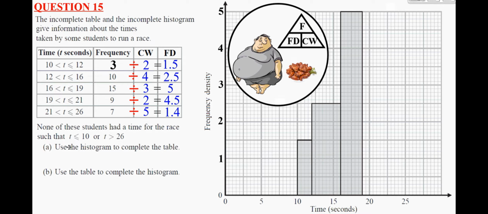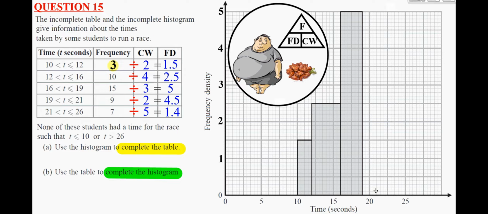So part A, it said use a histogram to complete the table. We have completed the table. The missing value for frequency was 3. Part B, we're now going to use our completed table to complete the histogram. From 10 to 12, yes, we've got that bar. We've got 3 bars done, which relate to the first 3 entries in this table. We're just missing the final 2 bars, from 19 to 21, and then from 21 to 26.